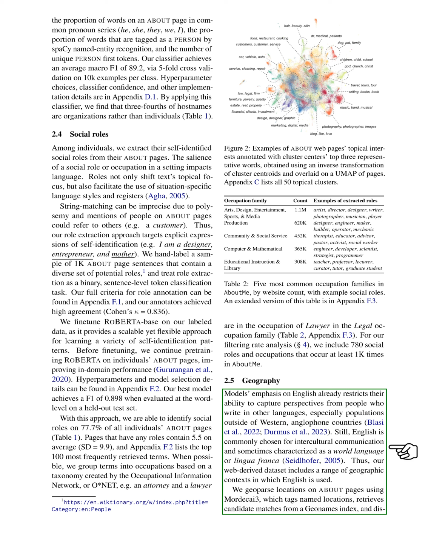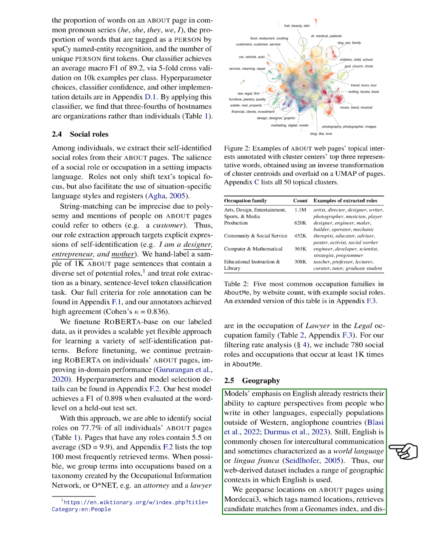In terms of geography, our model's focus on English limits its ability to capture perspectives from people who write in other languages, especially those outside of Western, English-speaking countries. However, English is often used for intercultural communication and is sometimes seen as a global language. Therefore, our web-derived dataset includes a variety of geographic contexts where English is used.